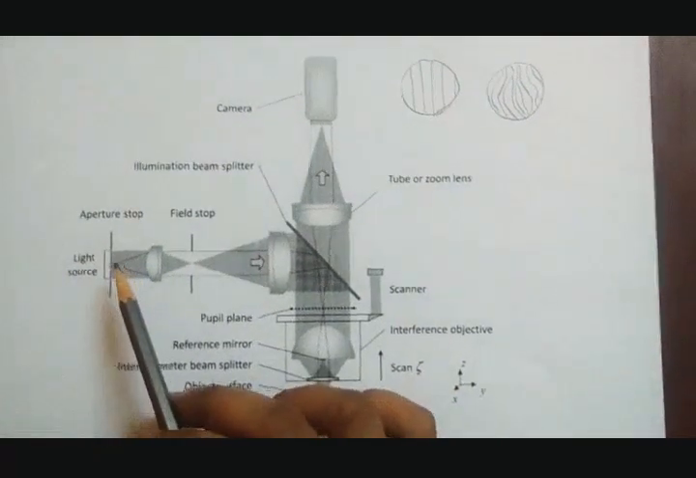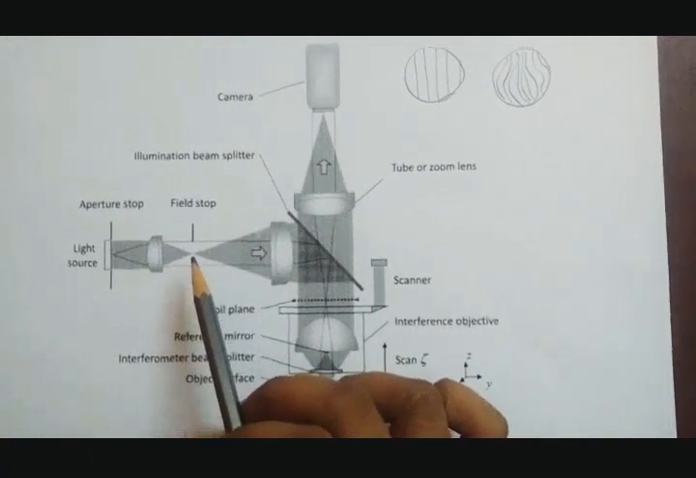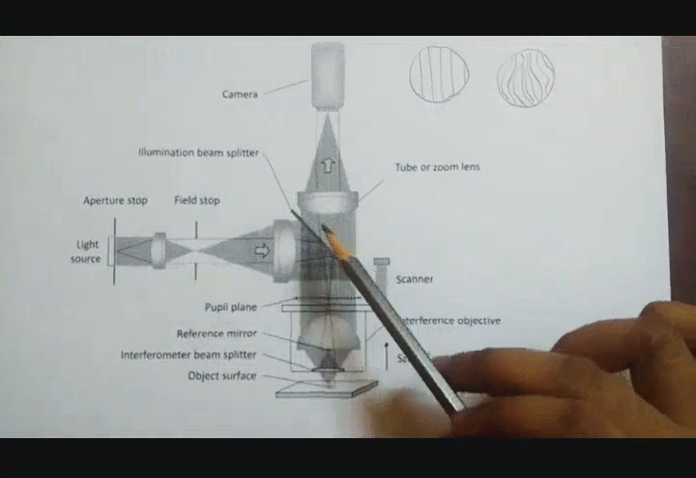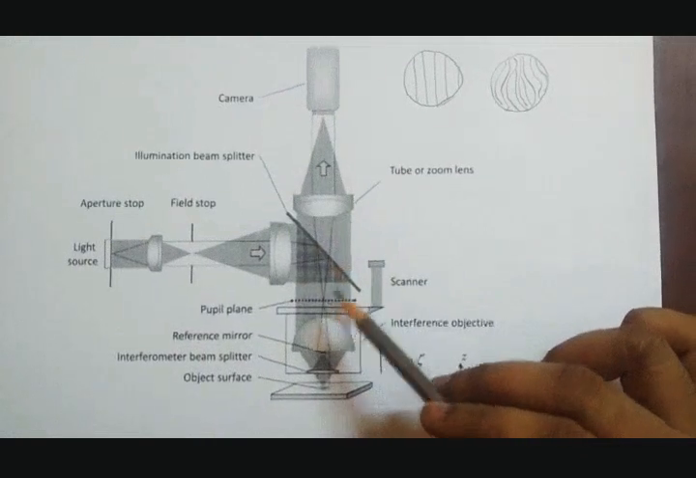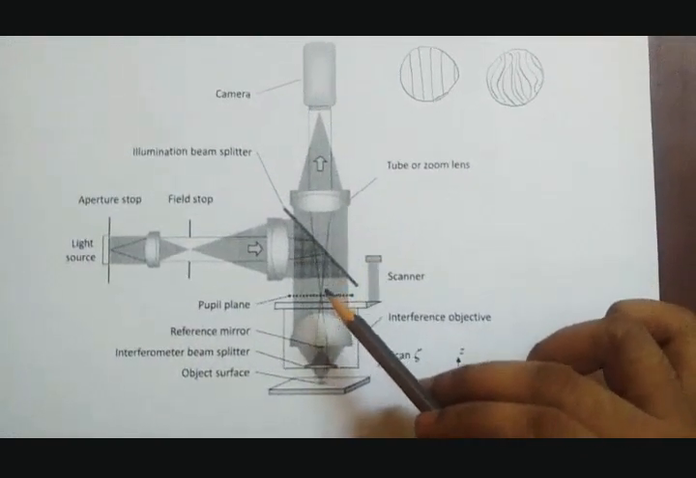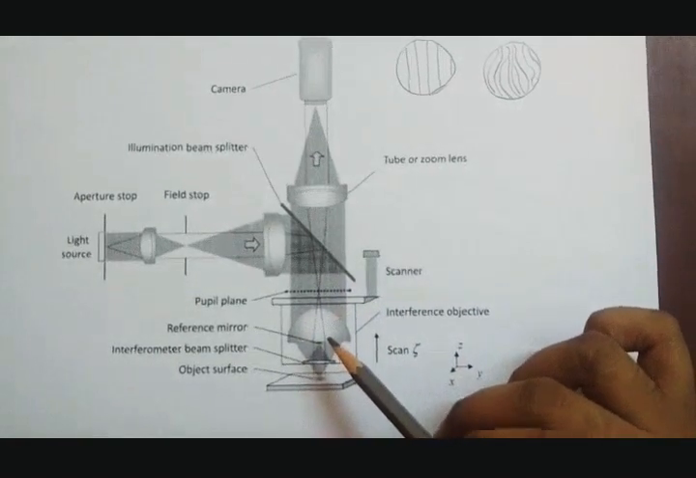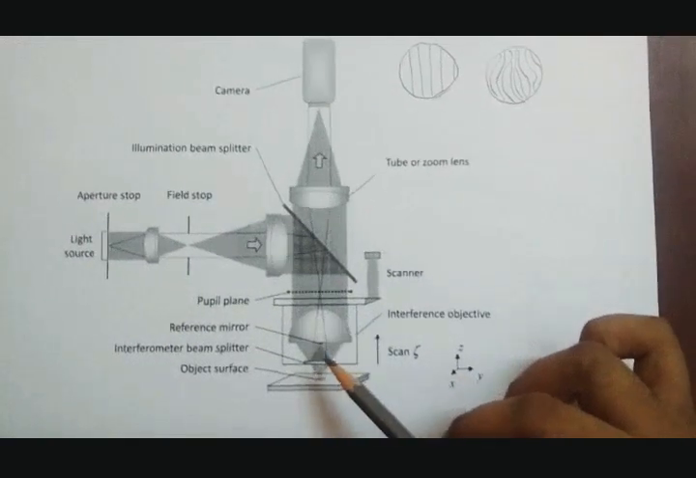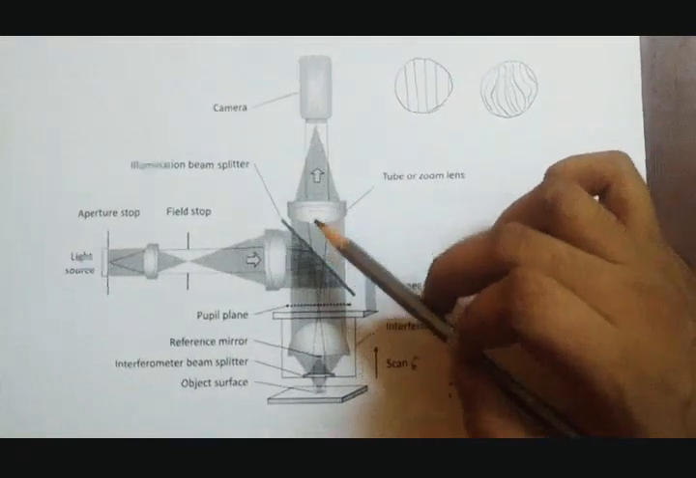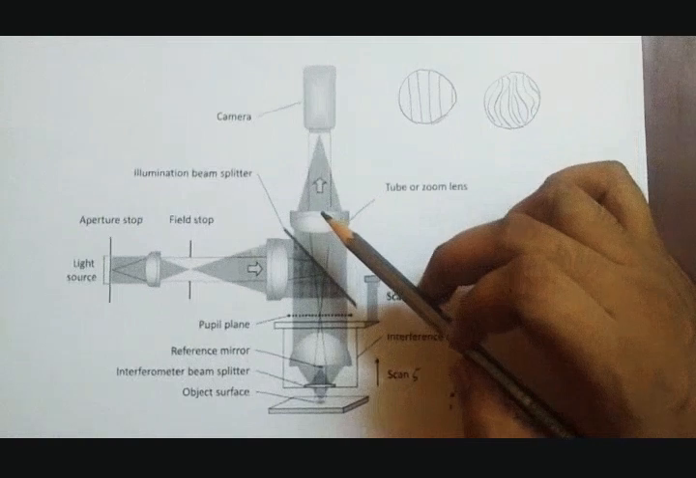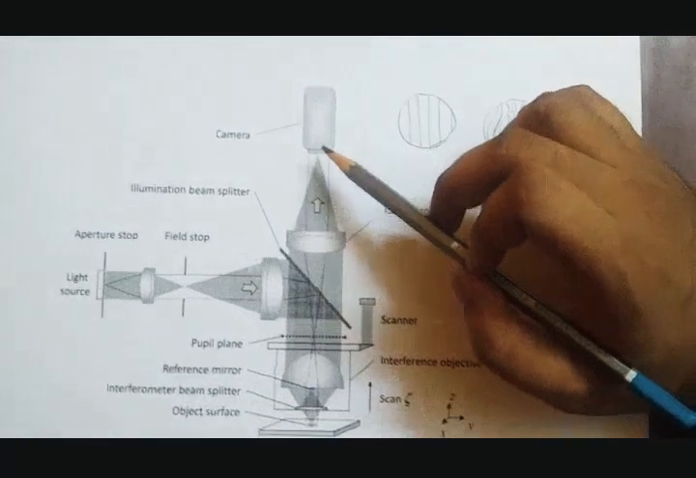Here we have the aperture stop, and as these two rays go, they get magnified, and at the field stop they get zoomed, and they go to this lens, and finally the illumination beam splitter, where they travel to the pupil plane. From the pupil plane, they get diverged again, and then they go through the reference mirror and into the interferometer beam splitter, and they strike the object surface and then go back in the same direction as they came before, till the illumination beam splitter, and then they go to the tube or zoom lens here, which again gives a zoomed image to get a clearer perspective, and finally to the camera.